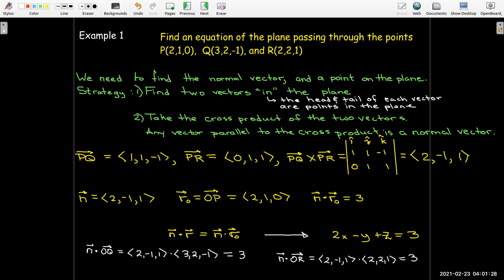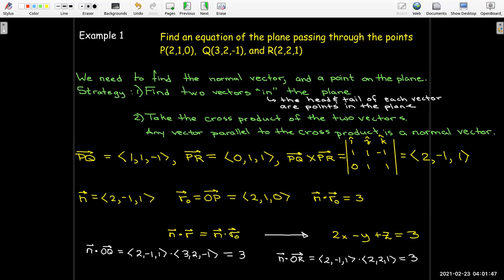So here I chose the normal vector to be just the cross product, but I could have chosen it as being the opposite of the cross product. I could have chosen it as being 2 times the cross product. And so that would give me a different equation.